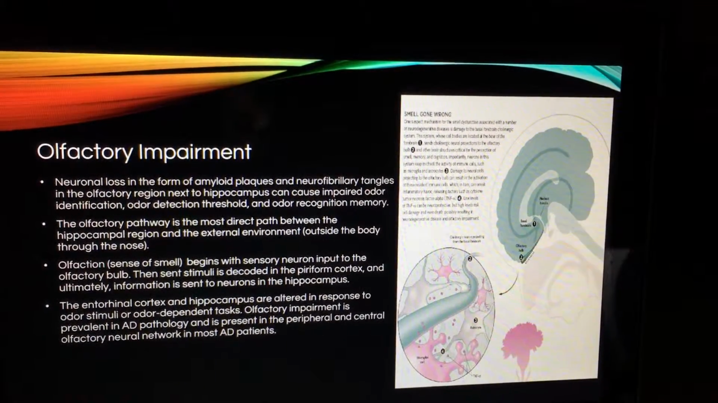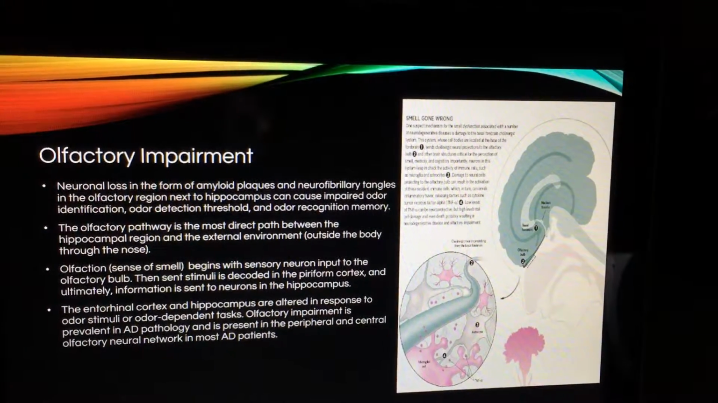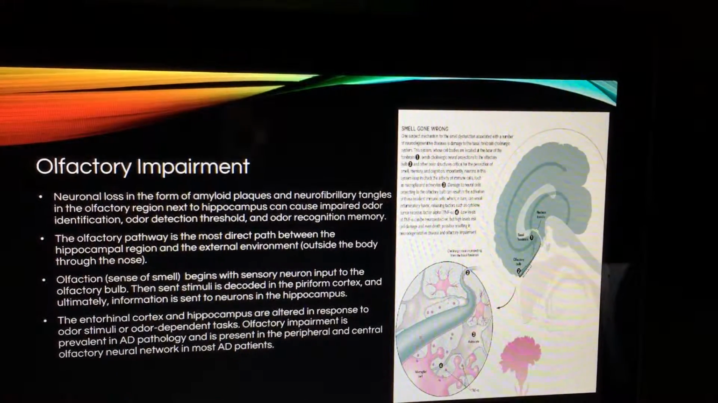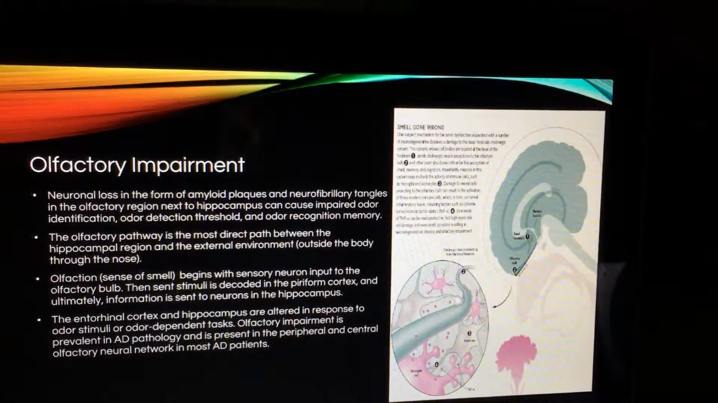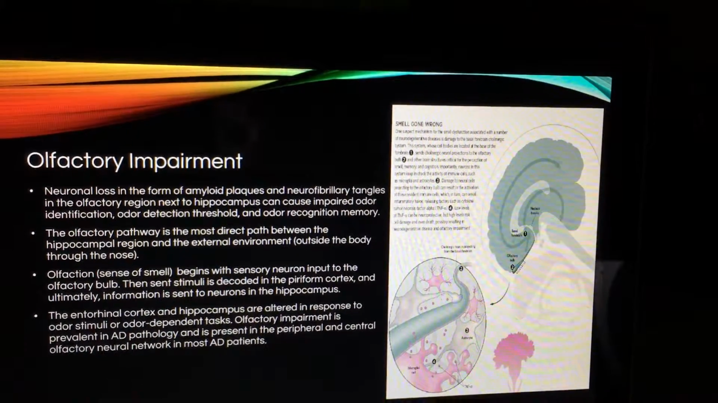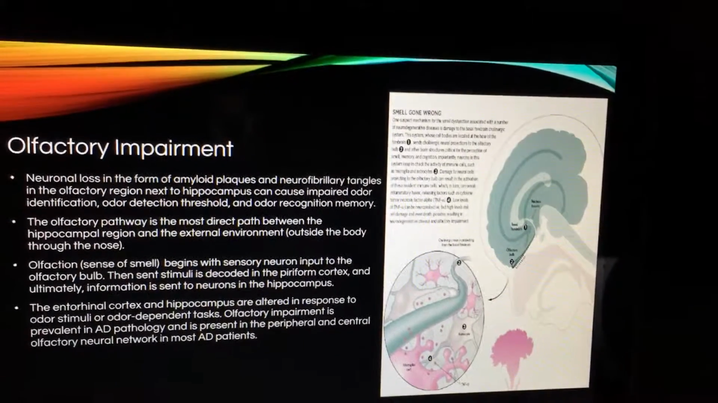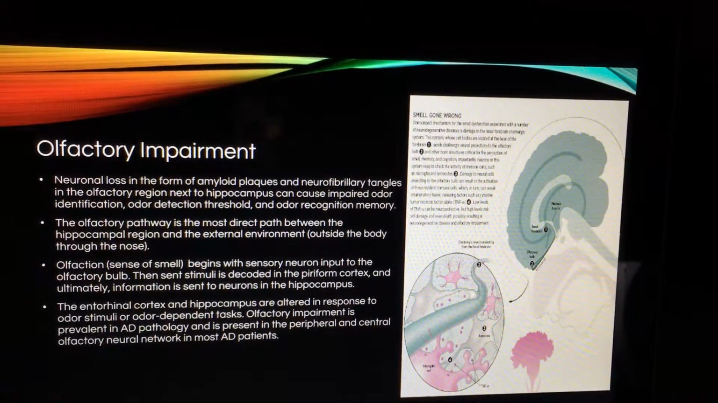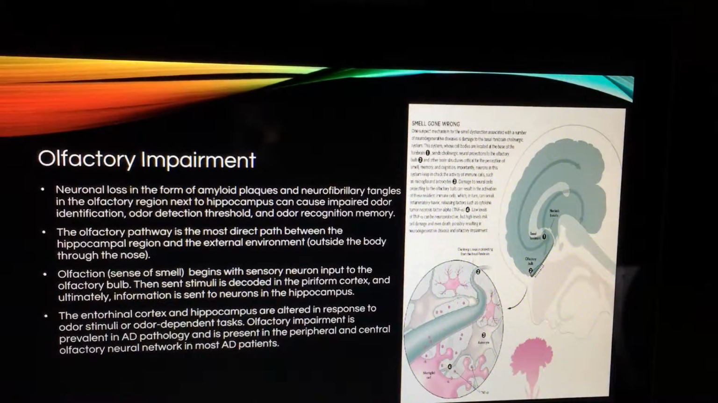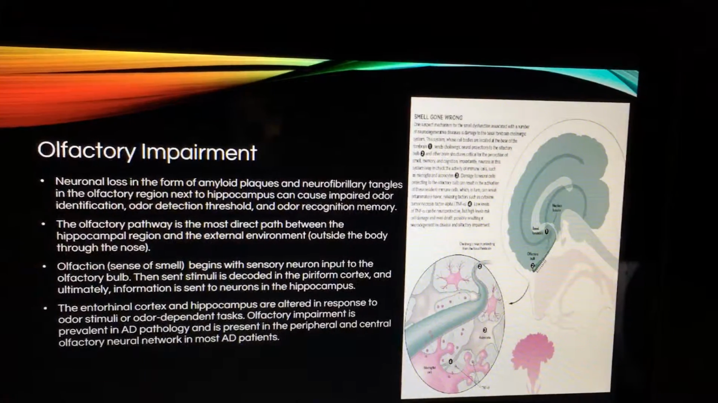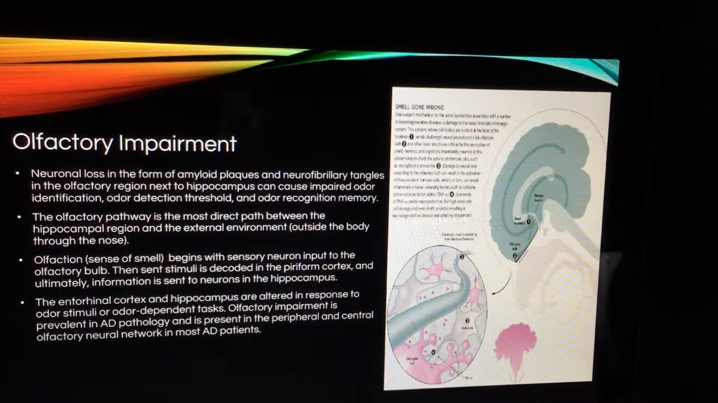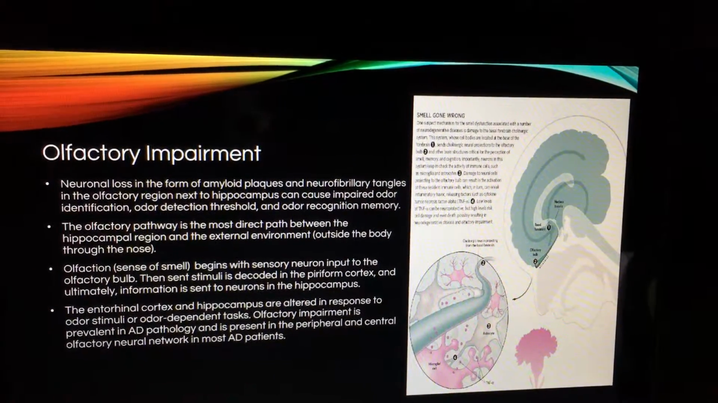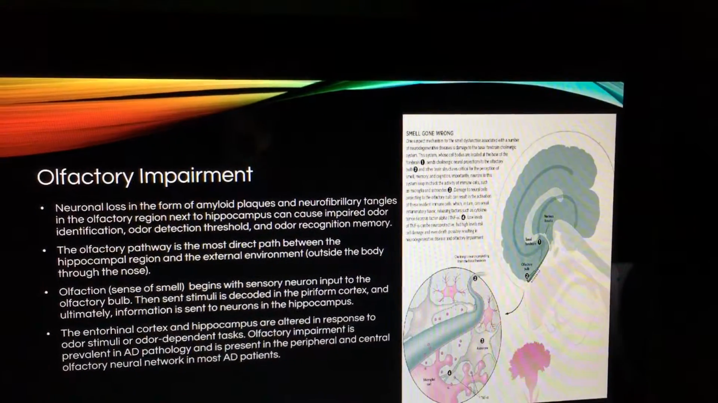Olfaction, the sense of smell, begins with sensory neuron input to the olfactory bulb. Then, scent stimuli is decoded in the piriform cortex, and ultimately, information is sent to neurons in the hippocampus. The entorhinal cortex and the hippocampus are altered in response to odor stimuli or odor-dependent tasks. Olfactory impairment is prevalent in Alzheimer's disease pathway and is present in the peripheral and central olfactory neural network in most Alzheimer's disorder patients.